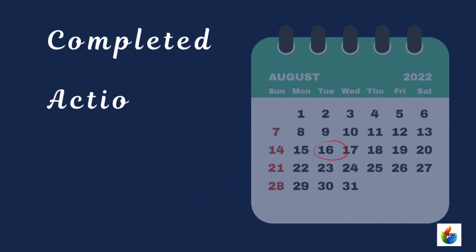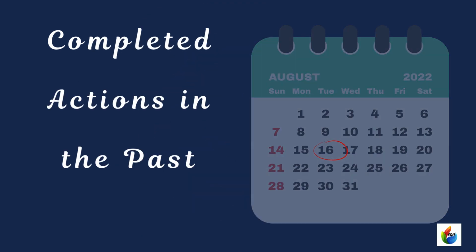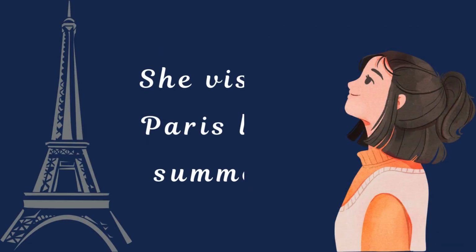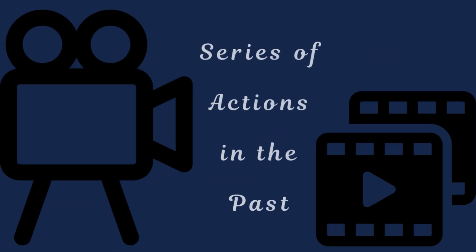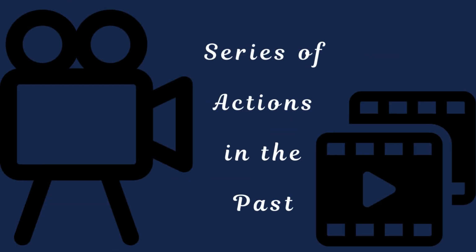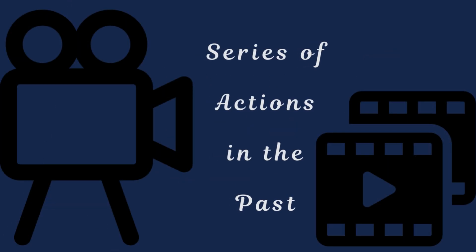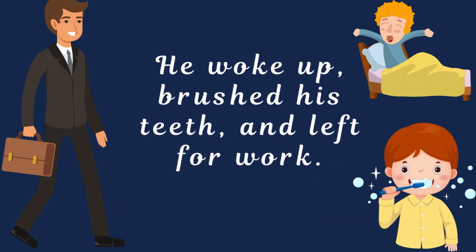This is the most common use of the simple past tense. When you want to describe an action that was done at a specific time in the past, you use this tense. For example, she visited Paris last summer. Next, it helps to describe a series of actions that happened one after the other. For instance, he woke up, brushed his teeth, and left for work. Each action is sequential and completed in the past.